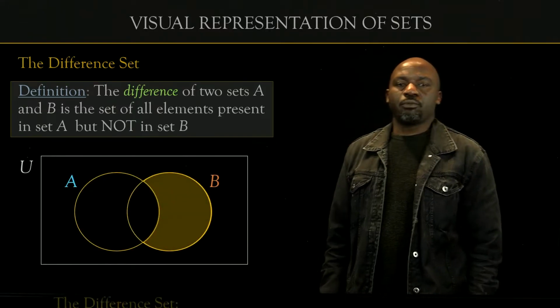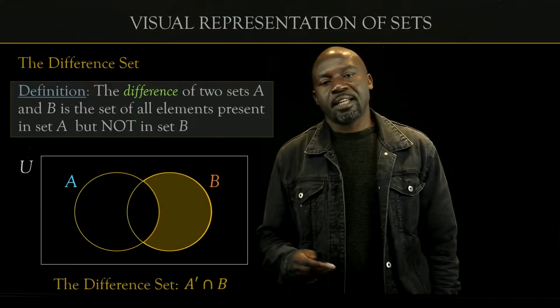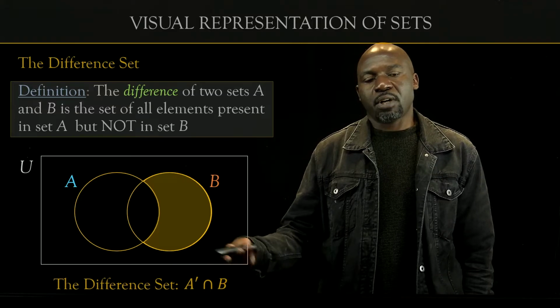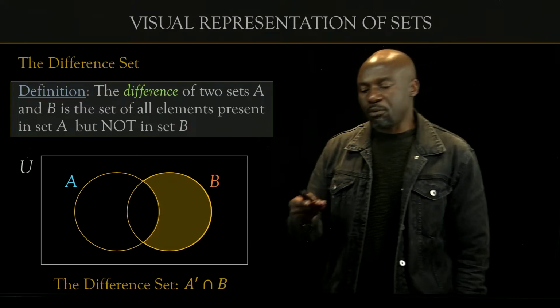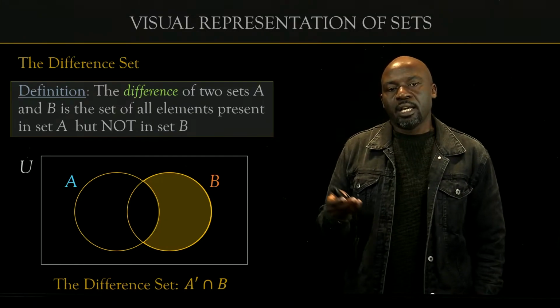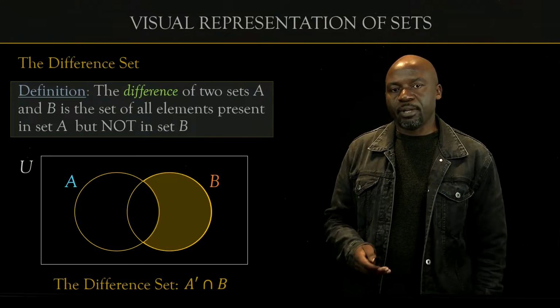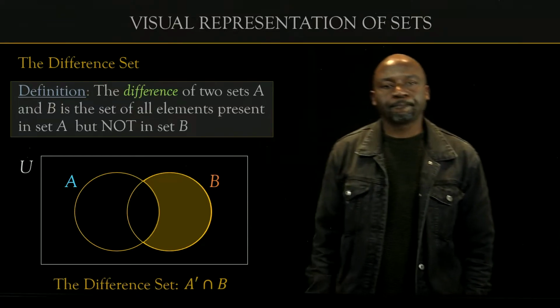Similarly, we can find the set of elements not in A but in B. You can also read this as in B but not in A, or B and not in A. B intersection A complement. So that is represented by that.